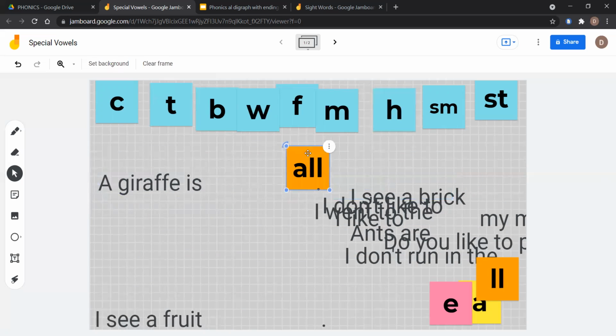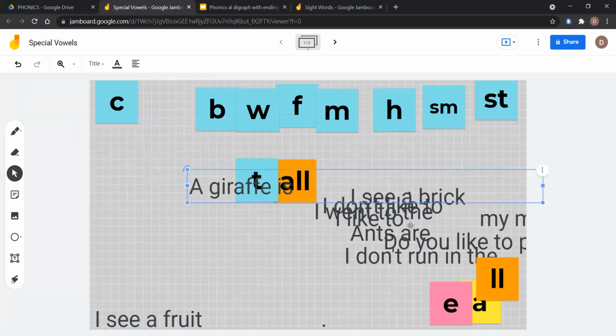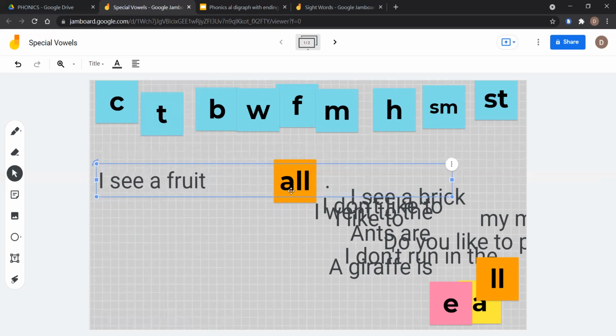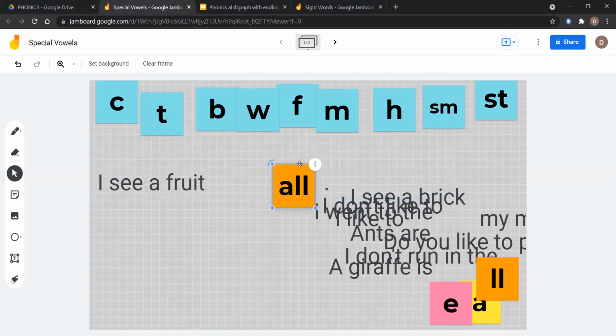Two more. 长颈鹿很怎样? A giraffe is 很高, right? So a giraffe is tall. A giraffe is tall. A giraffe is tall. Good job. And last one. I see a fruit. 水果摊哈。I see a fruit. Ta-da! I see a fruit stall. I see a fruit stall.